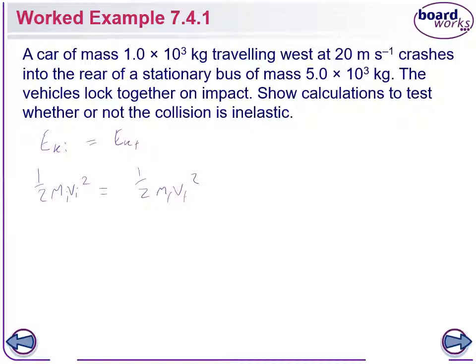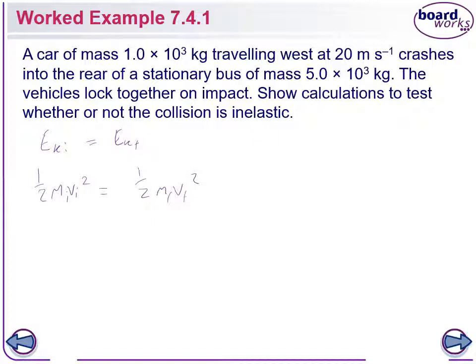The problem here is m initial we can work out. The car's moving, the bus isn't, so the car is the only thing that has kinetic energy initially. So m i is just the mass of the car, and v i will be the speed of the car before the collision. m f: our vehicles are locking together, so the final mass is the mass of the car plus the mass of the bus. But v f, our final velocity, is difficult because we don't know how fast they're traveling after they collide.